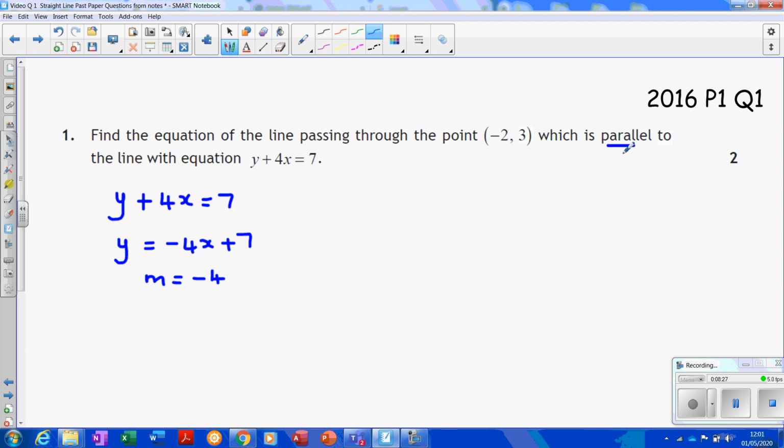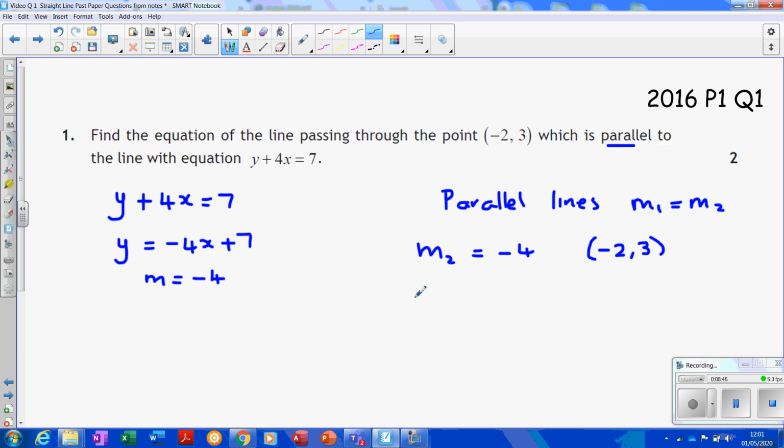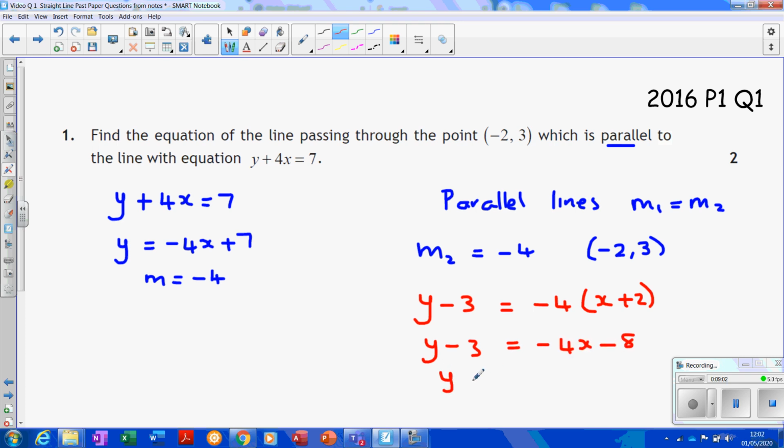Now make your statements, it's parallel, so parallel lines have equal gradients. So you can just write down m1 equals m2. So therefore m2 in this case is also equal to minus 4. And we know that it passes through the point minus 2, 3. So we can go straight and work out an equation. So y minus b, which is y minus 3, is equal to m times x minus a. So x minus minus 2 is x plus 2. So y minus 3 is equal to minus 4x minus 8. So y is equal to, add 3 onto both sides, minus 4x, and that would be minus 5.